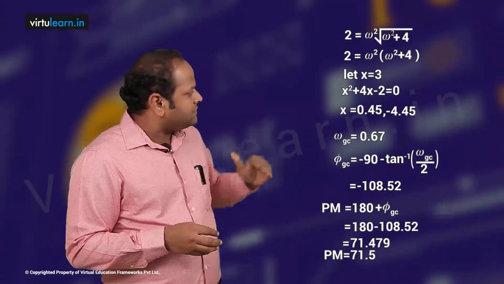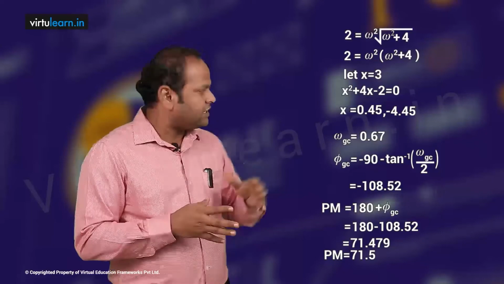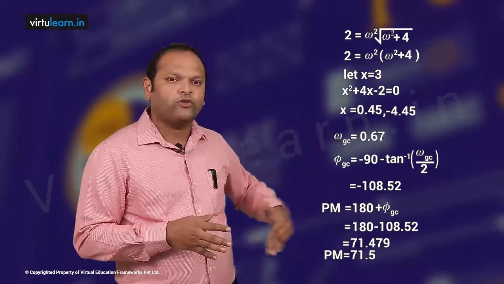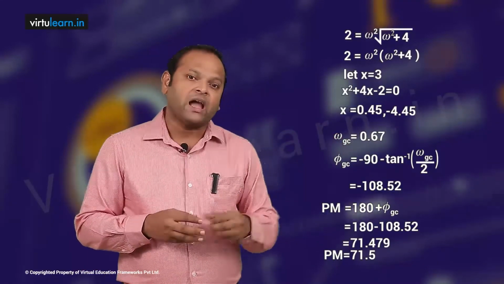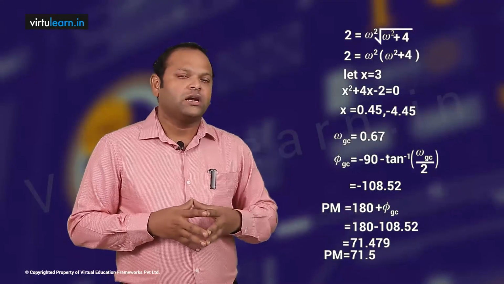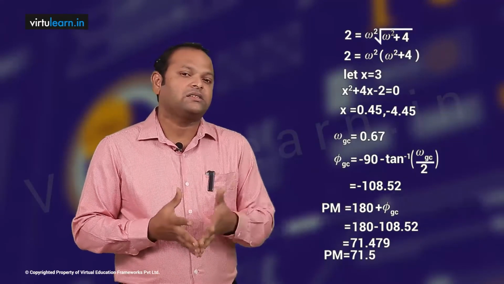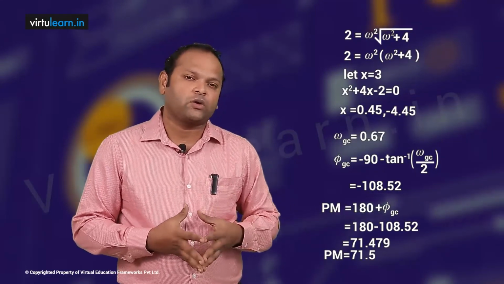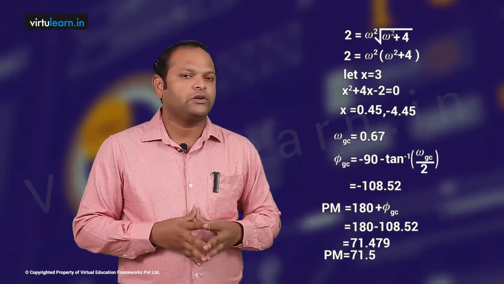Now in this case, the gain margin is infinity and the phase margin is a positive value, therefore the system is a stable system. As I said, the gain margin is infinity, so I can say the system is an absolutely stable system. The closed loop system is going to be absolutely stable.